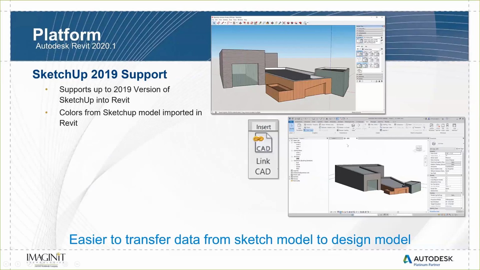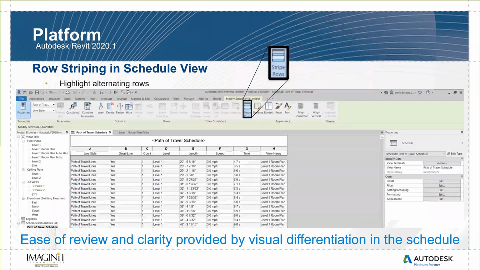First thing is the SketchUp Release 2019 support, and if you're using SketchUp to bring that information into Revit in early design, you're going to see some great improvements there. One of the things that we noticed was the material translation over a lot more fluently and better. Row striping is a very nice feature. Basically we now have a button that allows us to stripe the rows, and every other row is going to turn gray.